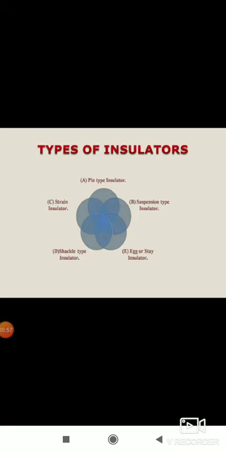So basically, what is an insulator? An insulator is a device which provides proper insulation between the conductor and the supporters. If you don't provide any insulation, what happens? The current from the conductor can pass through the pole and enter the earth. If a person touches that pole or support, they will get a severe electrical shock. That's why it is necessary to provide proper insulation between the conductor and the supporters.